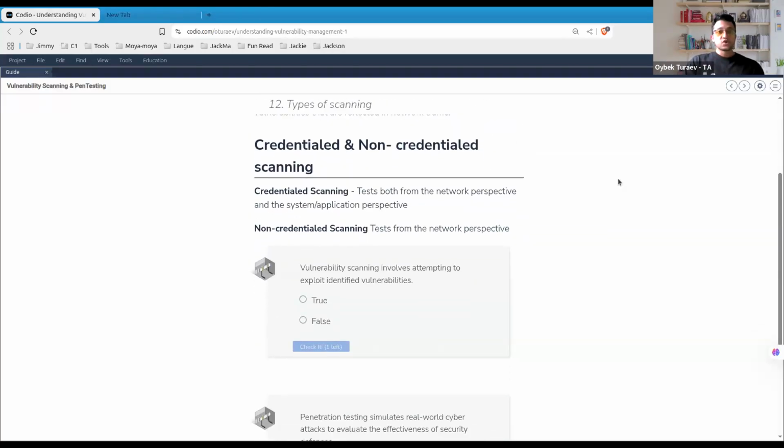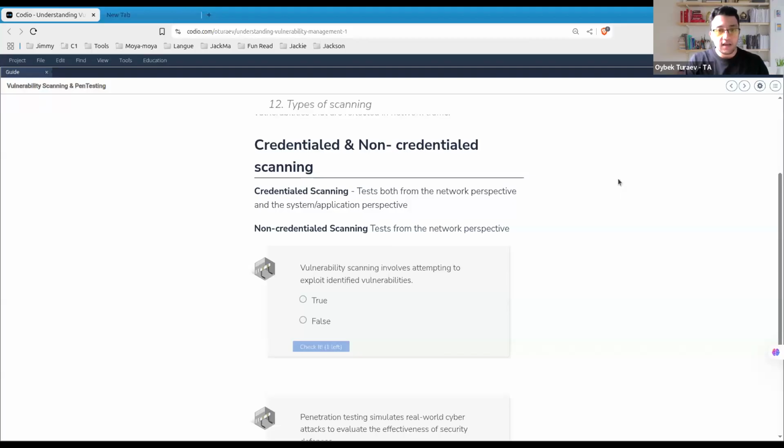So then we have credentialed and non-credentialed scanning. Credentialed scanning means that you run the scanning with credentials, with privileges as an admin, to test the system application, specifically for this part of the network. Non-credentialed scanning means that you just run it from the network perspective. You do not have, for example, admin credentials to apply the vulnerability scanning. You pretend to be external, and then you run this sort of vulnerability scanning.